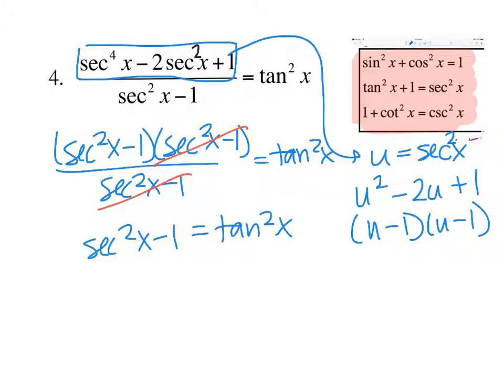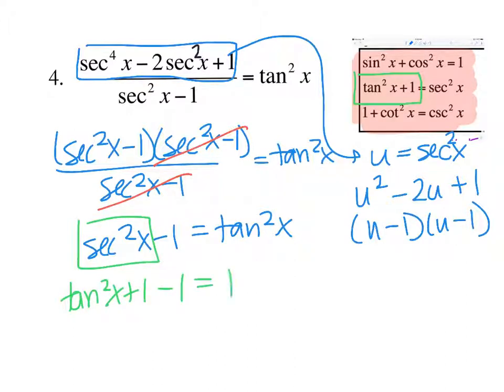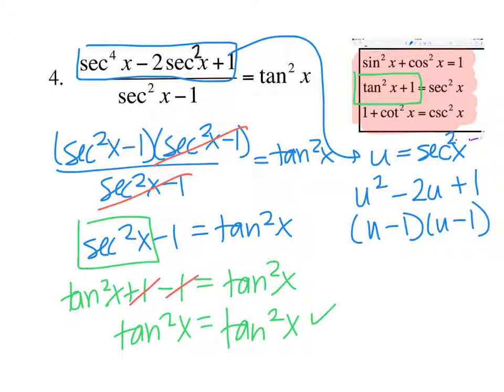And what I would do here is look at what we know. Secant squared x equals, right over here, I know I can take that secant squared x and I can plug in tangent squared x plus 1 minus 1 equals tangent squared x. And those 1's cancel out, so we get tangent squared x is equal to tangent squared x. Check. So if you fix my typo there, then it should work out quite nicely.